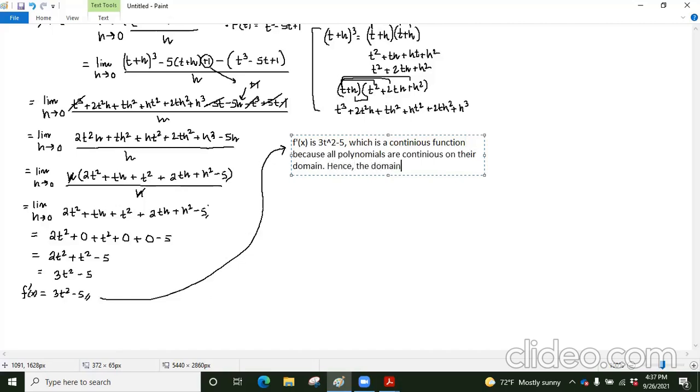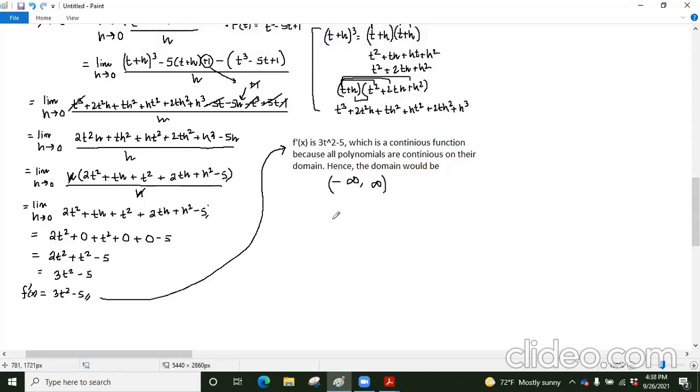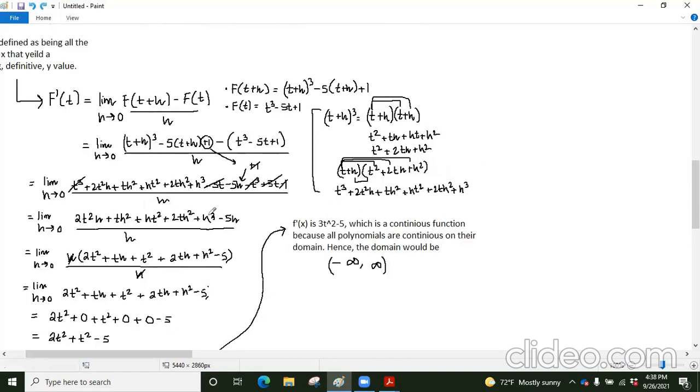Hence, the domain would be negative infinity to positive infinity. And the idea behind that is that you could take any input of x, and on a polynomial function at least, you would definitely get a corresponding y value back, because there aren't any holes, jumps, or breaks anywhere.